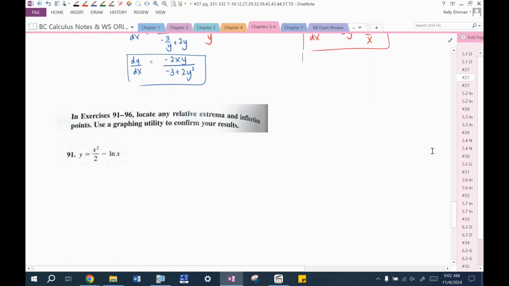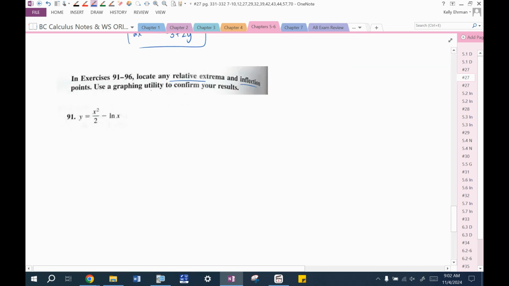All right, for the next one, locate any relative extrema and inflection points. So let's start with relative extrema. Those happen when y prime changes signs, so we need y prime. Nothing to expand here. Y prime is equal to 2x over 2, so x minus 1 over x.